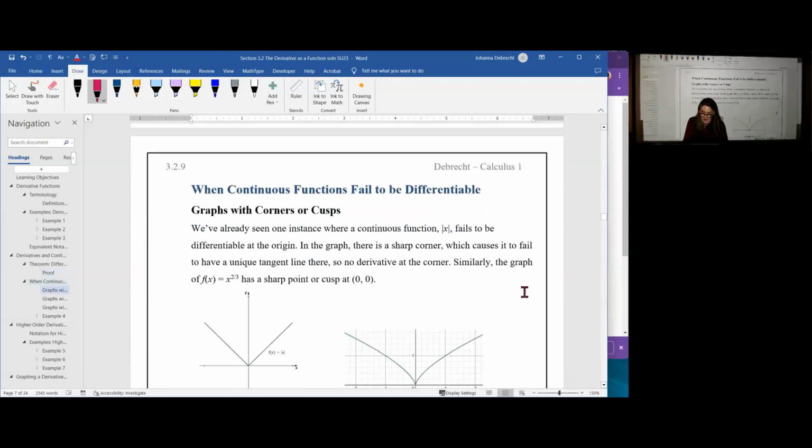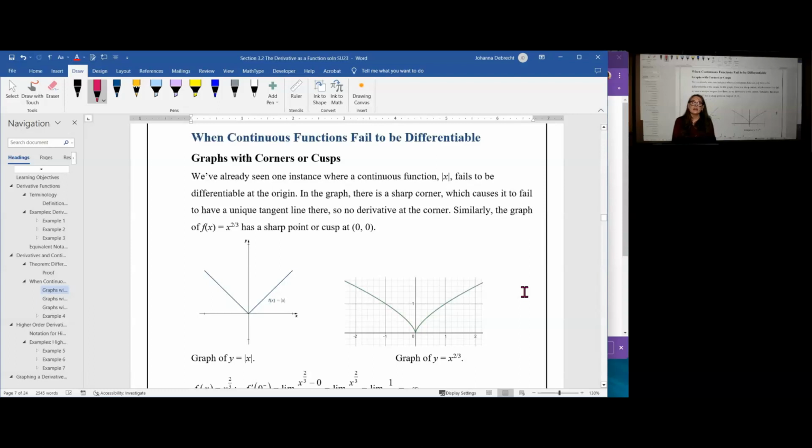Now, the reverse is not true. We're going to take a look at some continuous functions that fail to be differentiable for various reasons. We've already talked about the absolute value, which has a problem at the corner. All corners, sharp points, are not going to be differentiable.